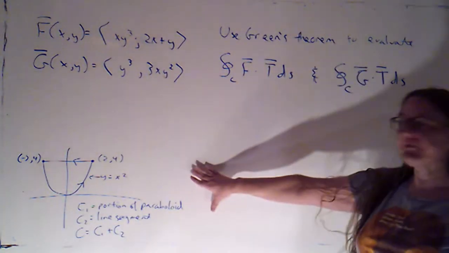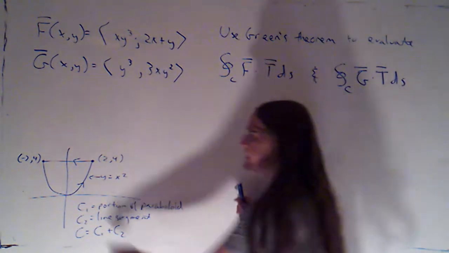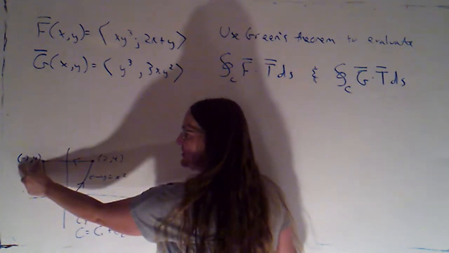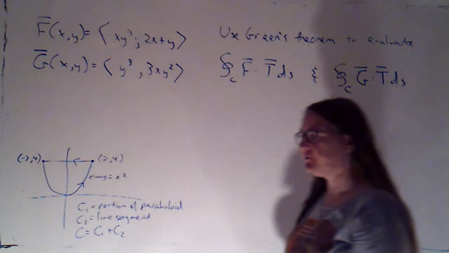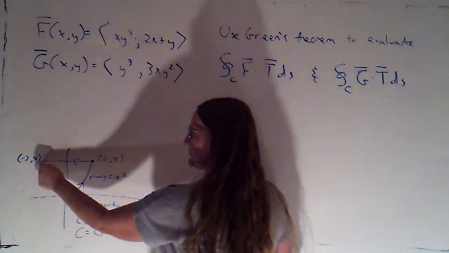I've got two problems up here for you to do. They both involve the same curve. So I've just drawn a picture of the curve here. I'm saying C1 is this portion of the parabola y equals x squared between the points (-2, 4) and (2, 4). C2 is this line segment connecting these two points right here.